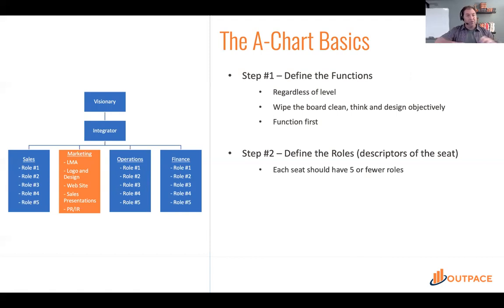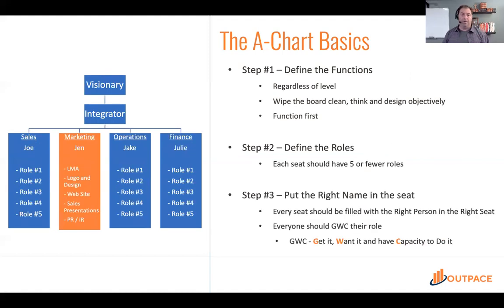Now, after I've defined the functions and after I've defined the roles, that's when I go to the third step, and that's when I put the right name in the seat. And when I'm doing this, I'm trying to basically get the very best player, the very best person in each of my seats to be able to deliver the best capable work that we can deliver. And when we do this, we have a tool that we call GWC, which is gets it, wants it, and capacity to do it. Anybody that works in my organization, I'm expecting that they GWC their role.